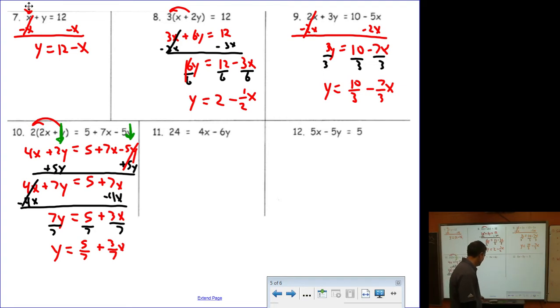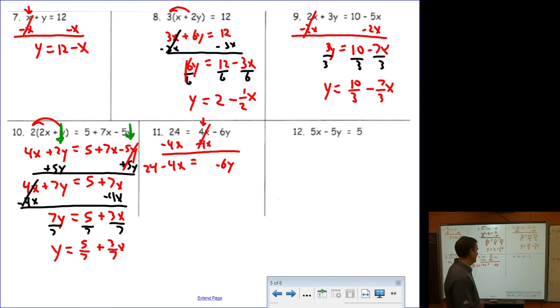In number 11, I need to get rid of the x term first, so the y term can be by itself. And to do that, I would subtract 4x from both sides. That gives me 24 minus 4x equals negative 6y. And then I want to get rid of the negative 6 by dividing everything by negative 6. And that gives me negative 4.